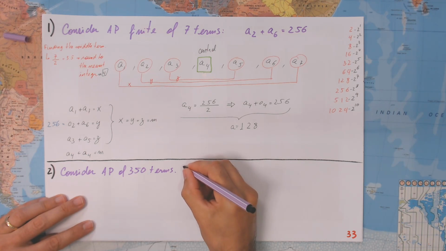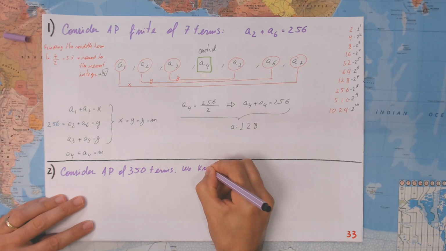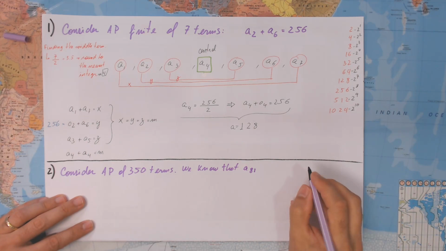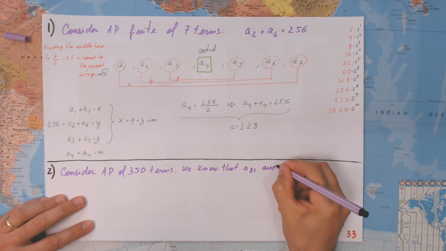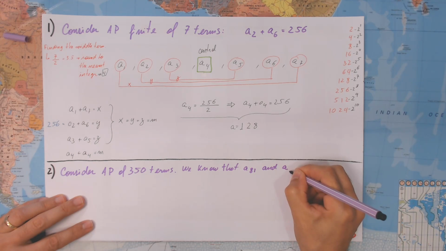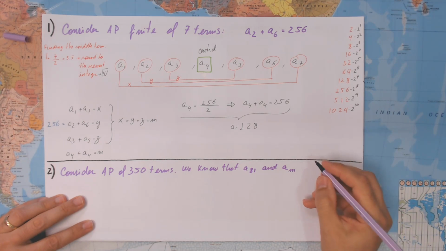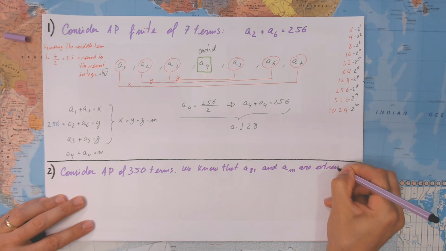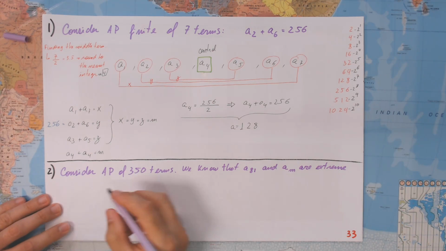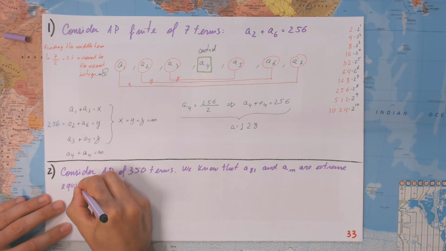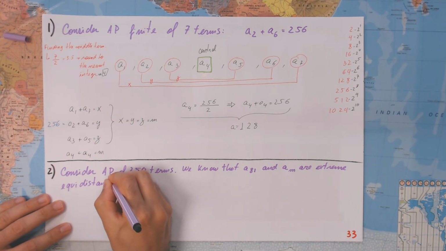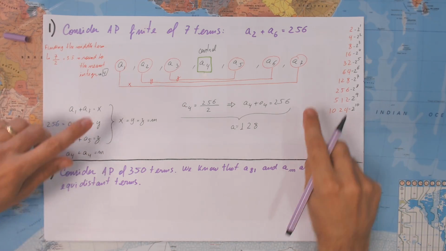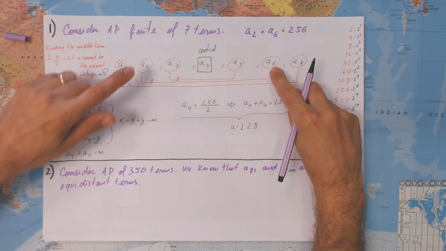We know that A81 and AM are extremes, equidistant terms. Okay, they are like this, like the A1, A7, A2, and A6.